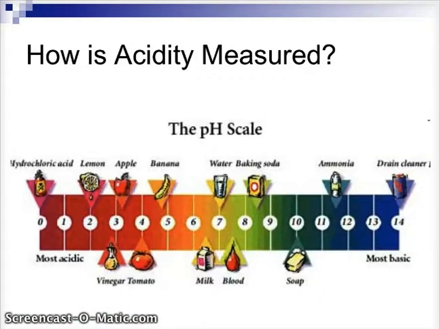Now, acidity is generally measured on the pH scale, ranging from 0 to 14, with 7 being in the middle. Anything that's less than 7 is considered acidic. Some common items that you may know: lemons, tomatoes, apples, bananas, vinegar. All of these things are acidic. Anything that's higher than 7, so 7.1 to 14, is considered basic. Things like soap and ammonia, drain cleaner, baking soda, these are typically used as cleaning agents.